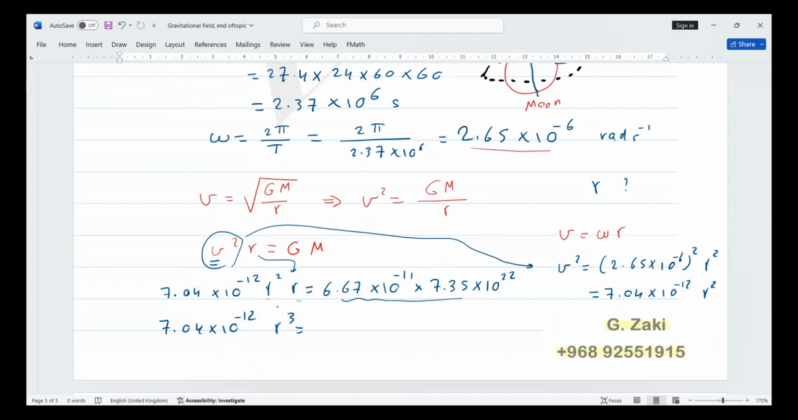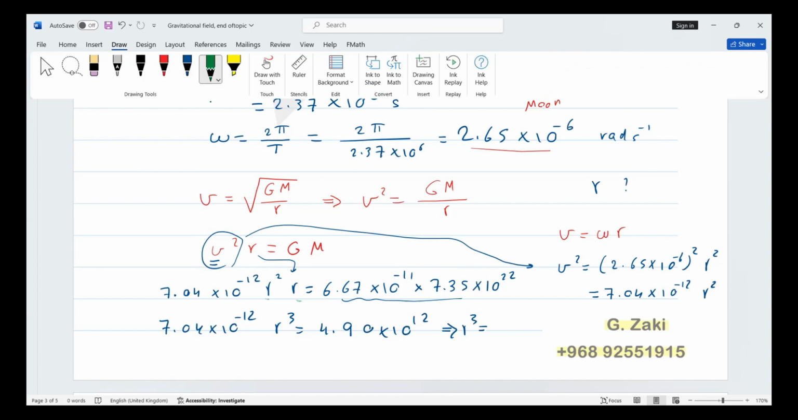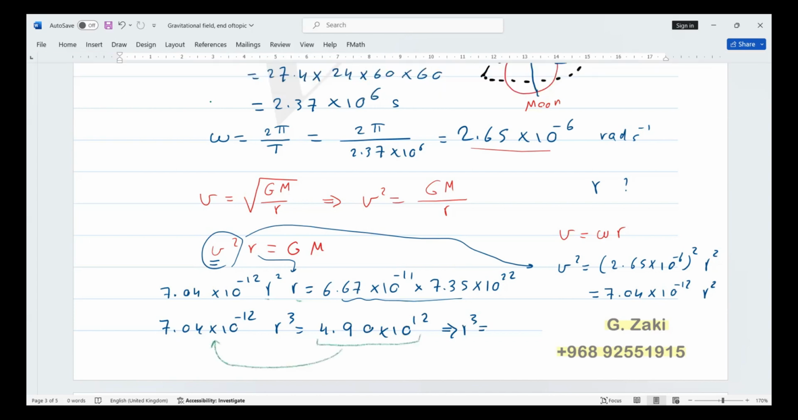We calculate this value: 6.67 multiplied by 10 to the power -11, multiplied by 7.35 multiplied by 10 to the power 22, equals 4.90 multiplied by 10 to the power 12. From this, we can get r cubed. How? Divide this value by the value beside.